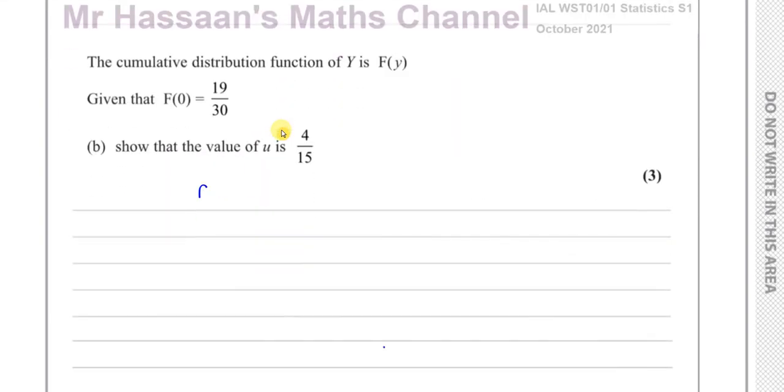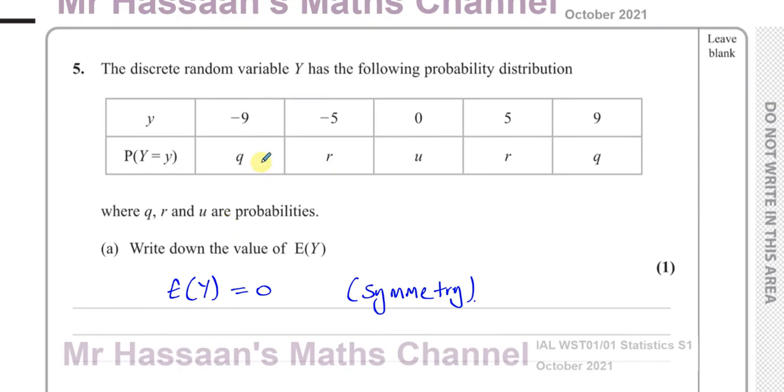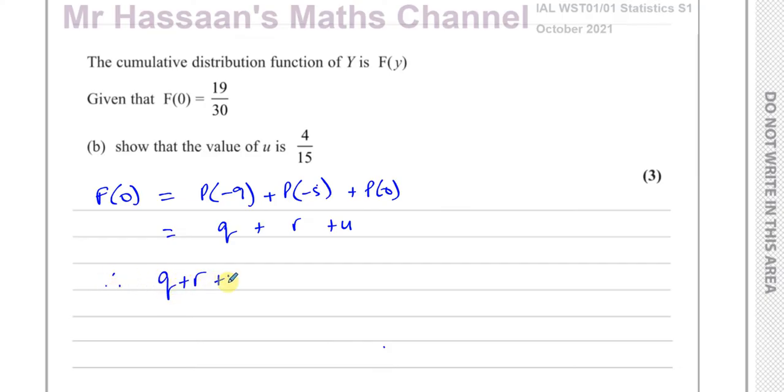Now for part B, it says the cumulative distribution function of y is F(y). Given that F(0) equals 19 over 30, show that the value of u is 4 over 15. So F(0) refers to the sum of the probabilities up to that point. So it's the probability of -9 and -5 and 0 together. So that's what it's referring to. So it's the probability of -9 and -5 and 0, which is basically q plus r plus u. Right, so we know that F(0) equals 19 over 30, so therefore we can say q plus r plus u is equal to 19 over 30.